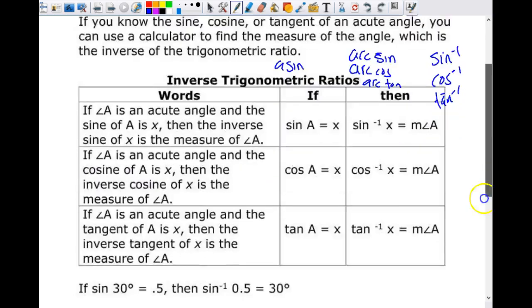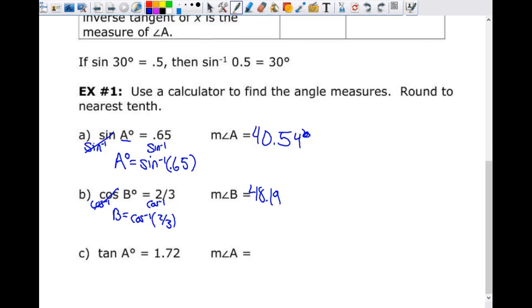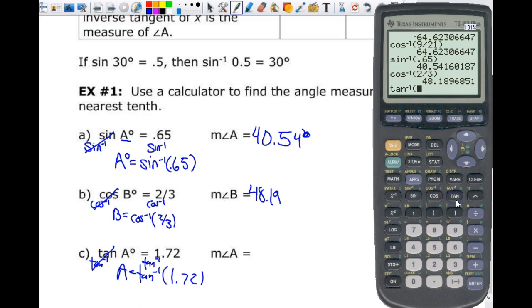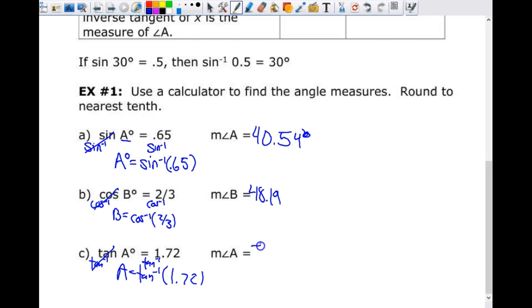Okay, now we're going to do the last one, inverse tangent. Inverse tangent of A, so this cancels out, and then inverse tangent of this number. A is equal to inverse tangent of 1.72. Plug into your calculator. Inverse tangent of 1.72, and we get 59.83. And remember, these are all in degrees. These are all measurements of angles.